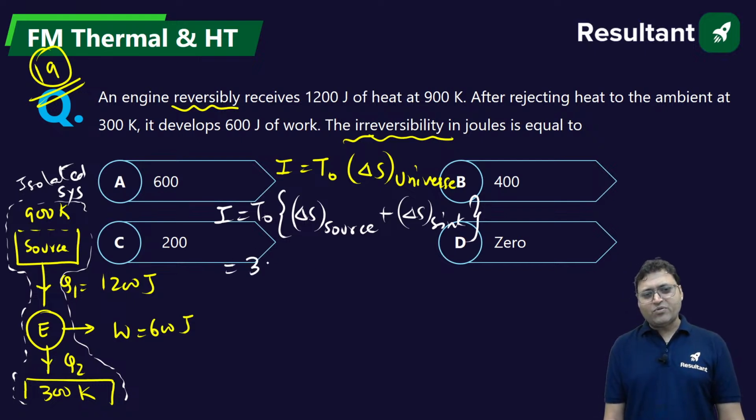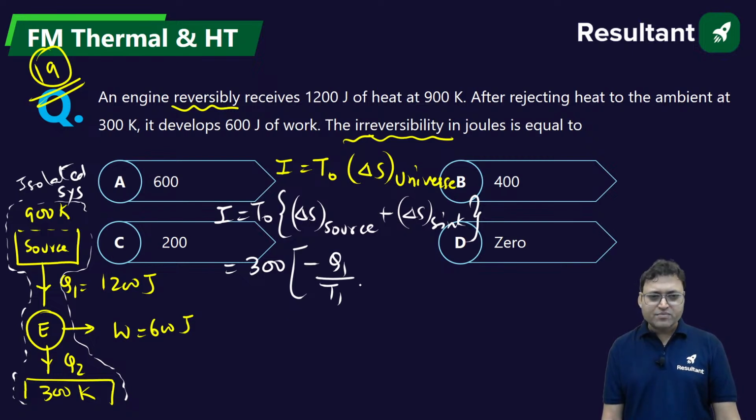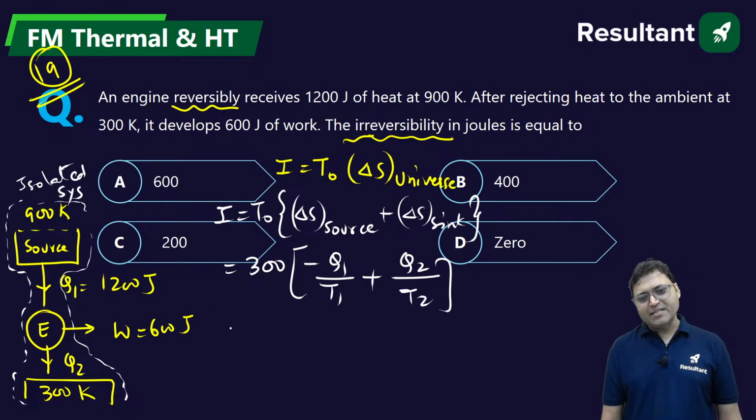T naught is equal to 300 Kelvin. What is delta S for the source? Because there is heat released by the source, the source entropy will decrease. So it is minus Q1 by T1. Plus, the sink will be getting the heat, so there is an increase in entropy for the sink: Q2 by T2. This will give you the answer.